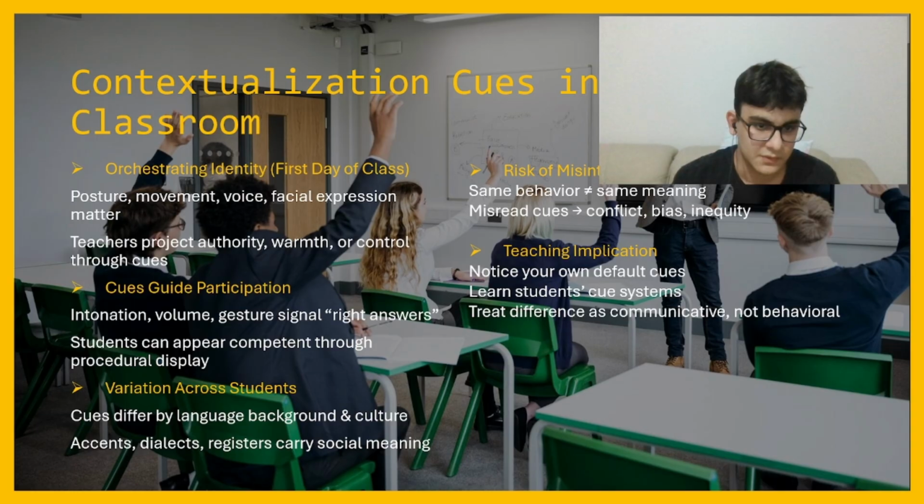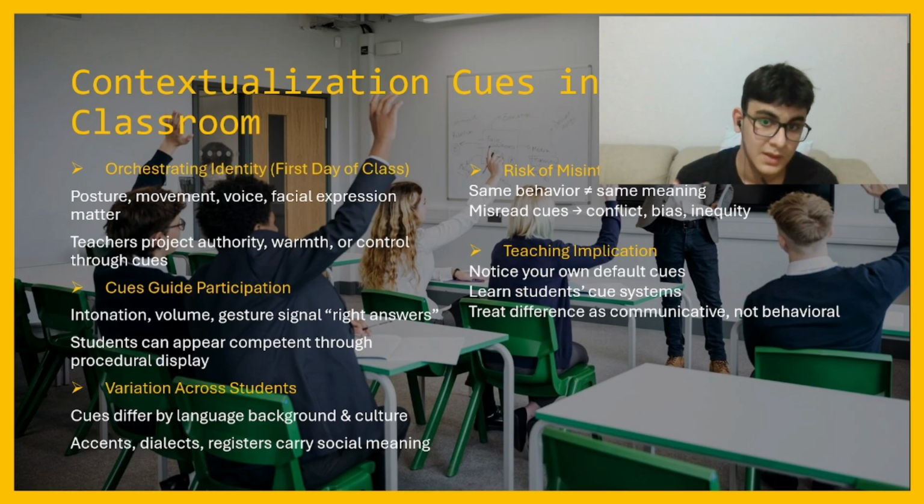We have variation across students. Cues differ by language, background, and culture of different students. Some students have different learning styles that will change depending on their languages or backgrounds. Accents, dialects, registers, and such stuff carry social meanings that are different to different people.